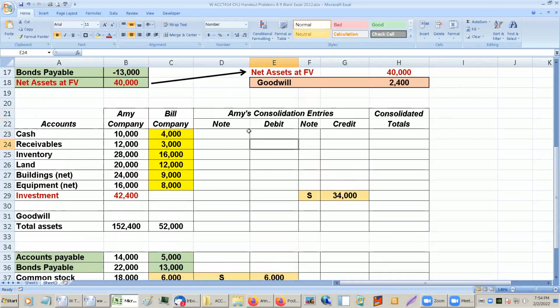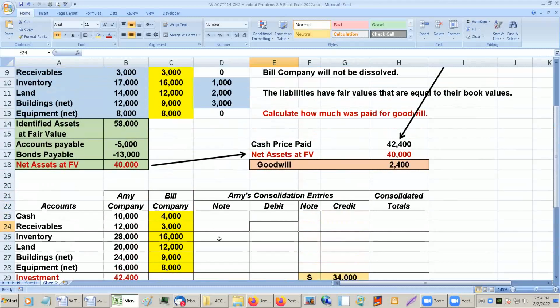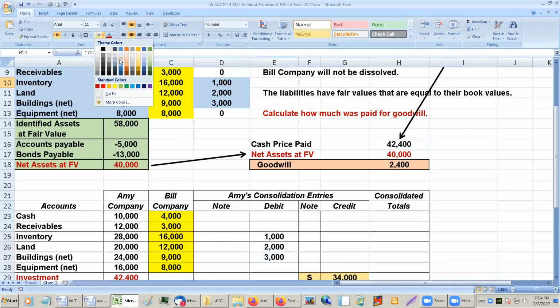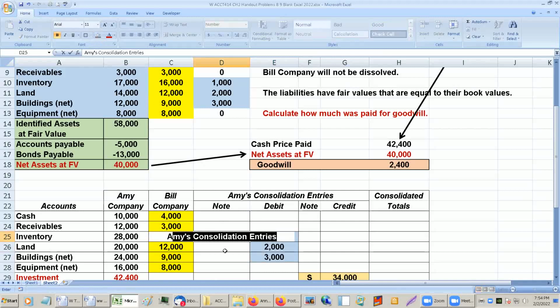Okay, now we got to put these excess assets on the books. This inventory really isn't worth 16, it's worth 17. So we're going to bump it up by 1,000. That there, here. Land, additional 2,000. And buildings are additional 3,000. Yay.